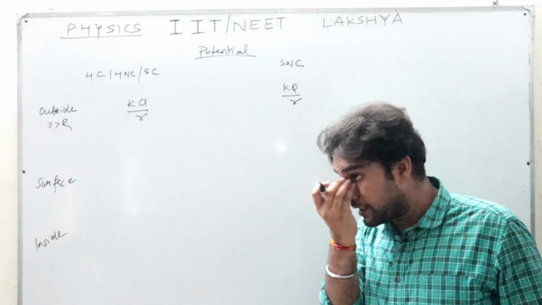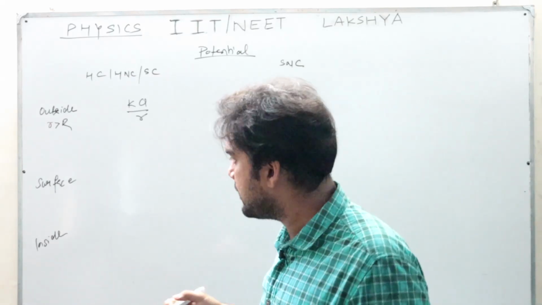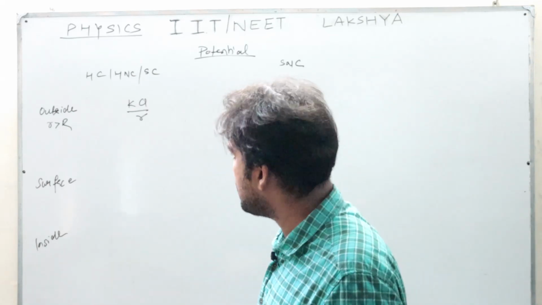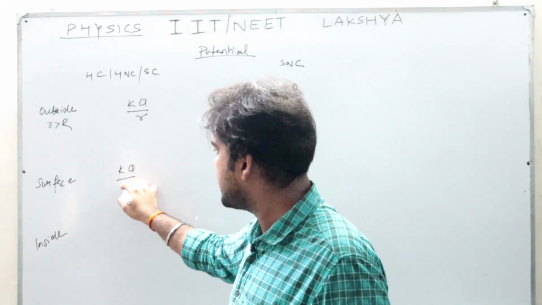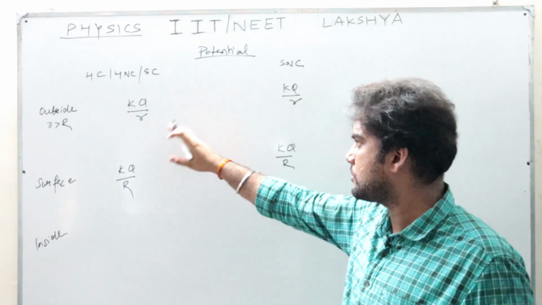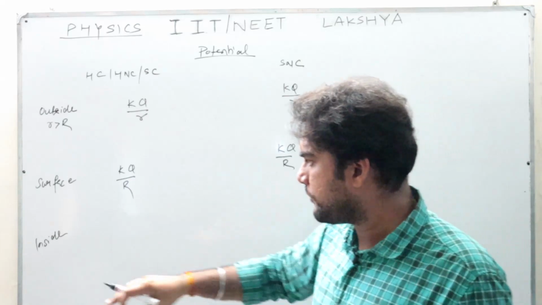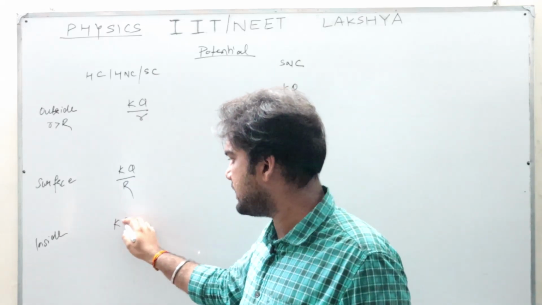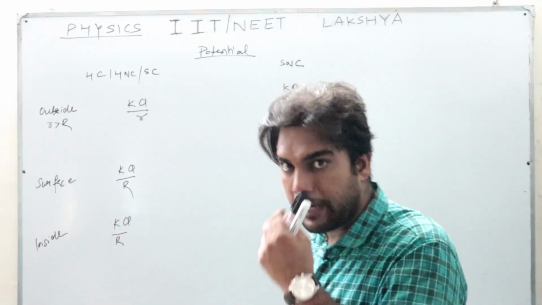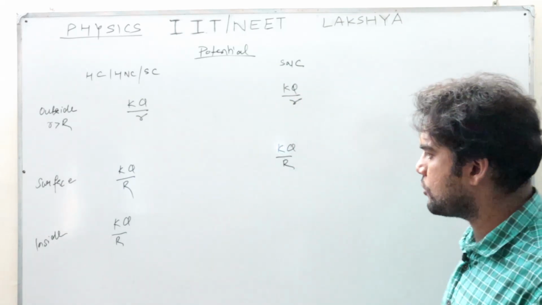Similarly, I gave you a list for electric field also, that you can revise in the concepts of electric field due to spheres. As far as the surface is concerned, the formula becomes KQ by capital R, and here also KQ by capital R. So as far as outside and surface are concerned, the result is the same. The result changes only for the inside point. Now inside here the potential is the same, which is KQ by R, because the electric field was 0 inside.